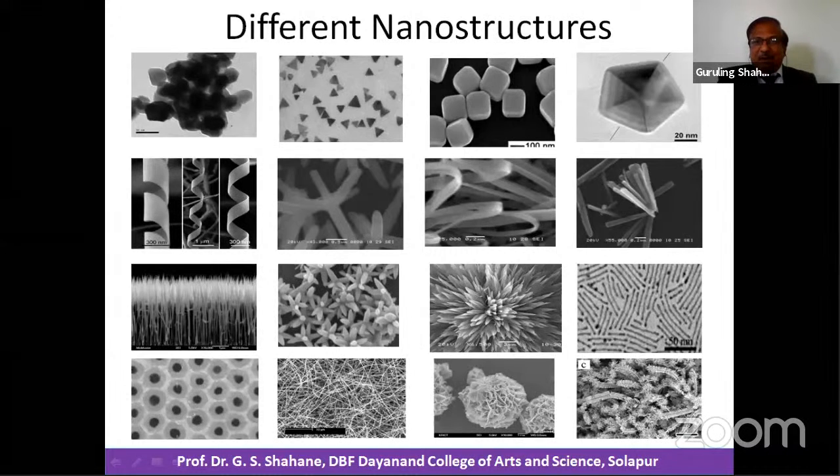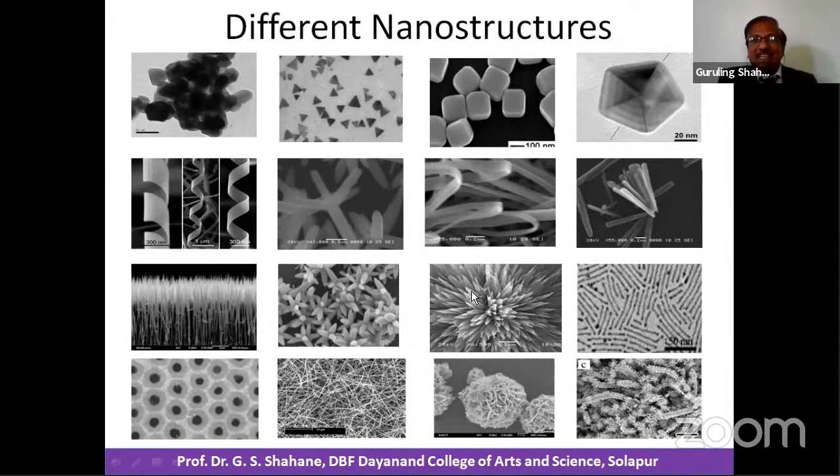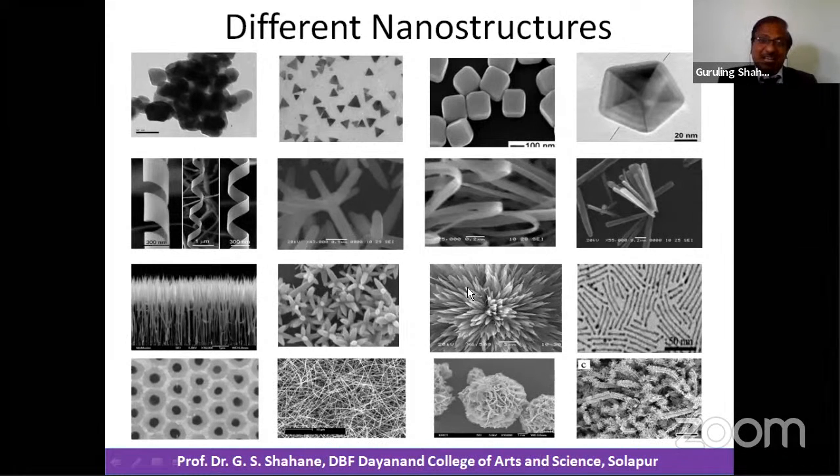Depending upon the method used and the synthesis parameters, you will get different nanostructures. A nanomaterial is zero-dimensional, but if it is one-dimensional or two-dimensional, we call it a nanostructure. You may have spherical particles, triangular, cuboid, pentagonal, belts, nanorods, nanoflowers, and many more. Remember that the properties of a material are strongly affected by its structure and shape also.